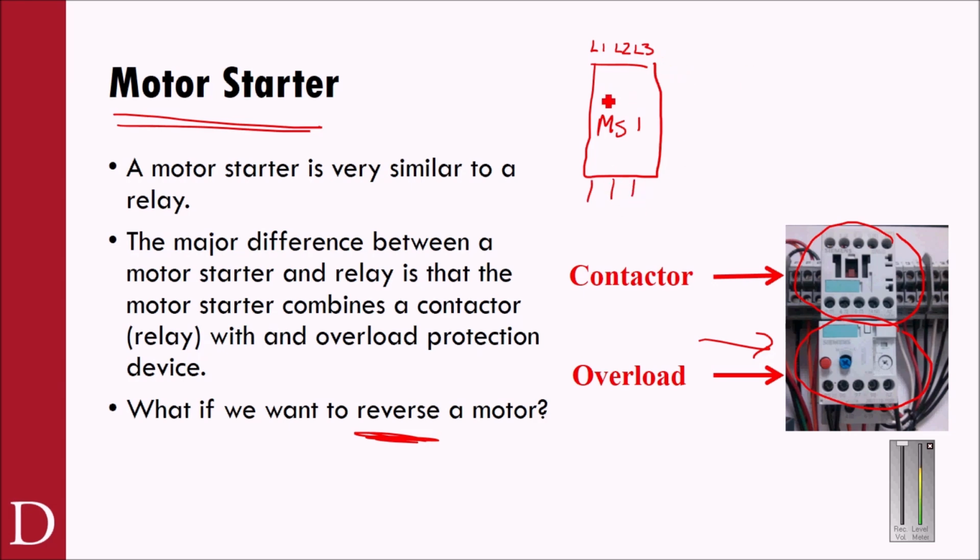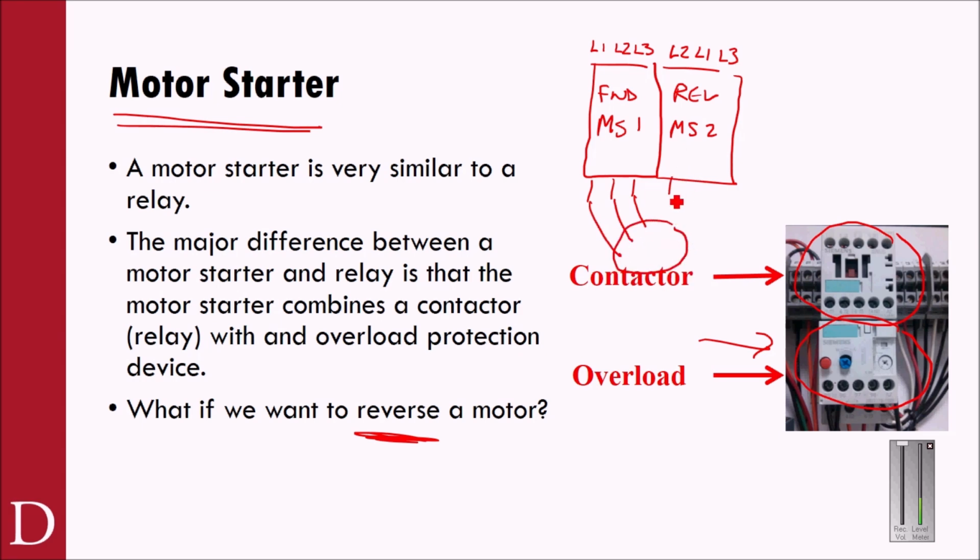But now, I might call this my forward motor starter. But to reverse a motor, I would have to have a second motor starter. So I'd call this my reverse motor starter, motor starter number 2. And what I would do is I'd switch two of the leads, L2, L1, L3, coming in. But they would go down to the motor in the same fashion as these other ones would.